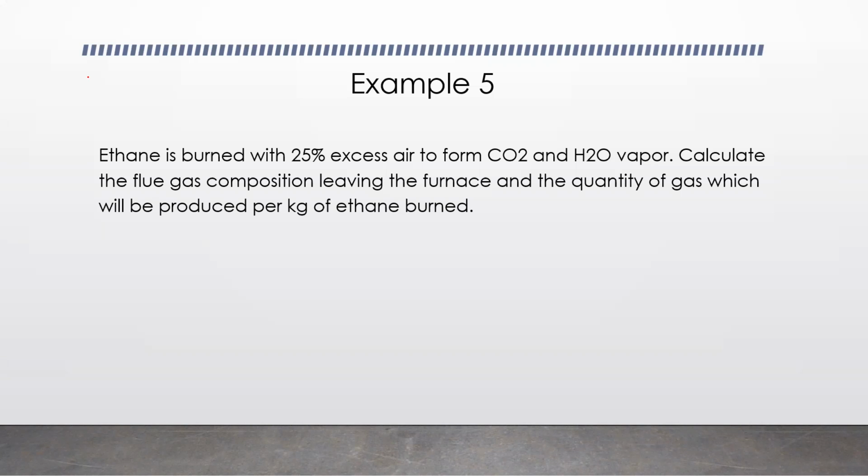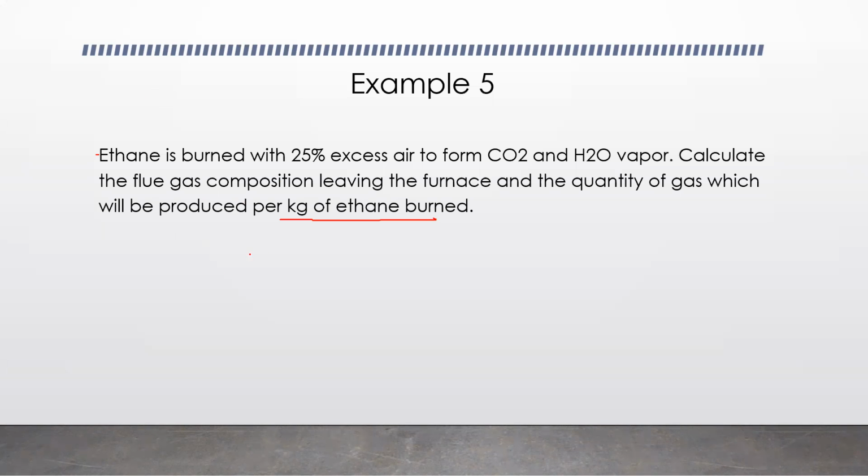All right. So ethane is burnt with 25% excess air to form carbon dioxide and water vapor. Calculate the flue gas composition leaving the furnace and the quantity of gas which will be produced per kg of ethane burnt. So that's your problem. Since we have to calculate everything per kg of ethane burnt, we are going to take this as our basis: we have 1 kg of ethane.